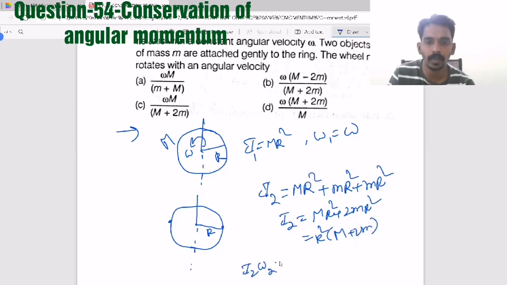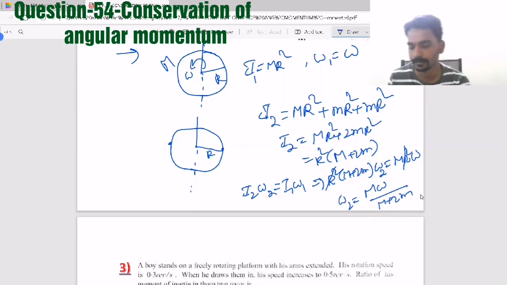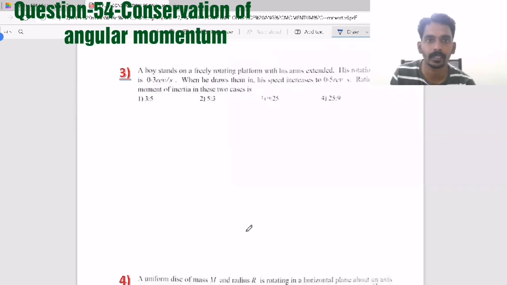Now, as we have taken the formula I2 omega 2 equal to I1 omega 1, implies I2 is r square into m plus 2m times omega 2 equal to I1, which is mr square times omega. Now r square cancels, then omega 2 equals m omega by m plus 2m. So this way, you need to take initial and final moment of inertia, then you can apply the conservation of angular momentum principle. Now let's see another question.